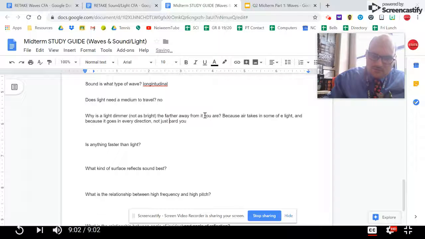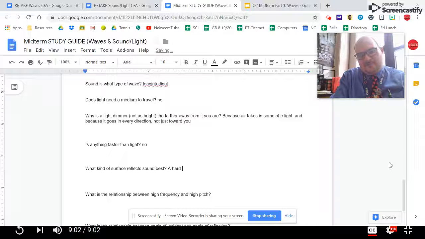Oops, toward. Is anything faster than light? No. Not sound? No. What kind of surface reflects sound best? A hard, plain surface like a brick wall.